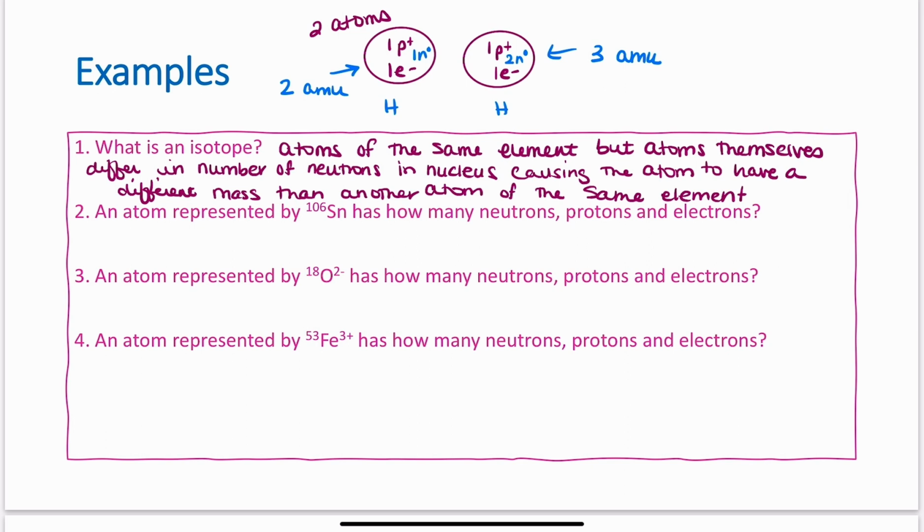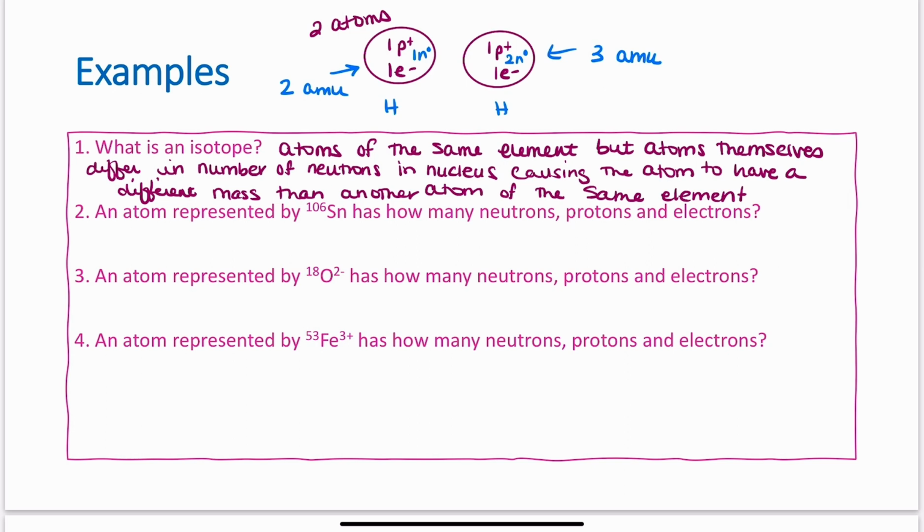Same element, same behavior. They have the same number of protons, which makes it the same element. They have the same number of electrons. They're both neutrally charged, neutral species right now. They're not charged species, but they have a different number of neutrons, and that's what makes an isotope.